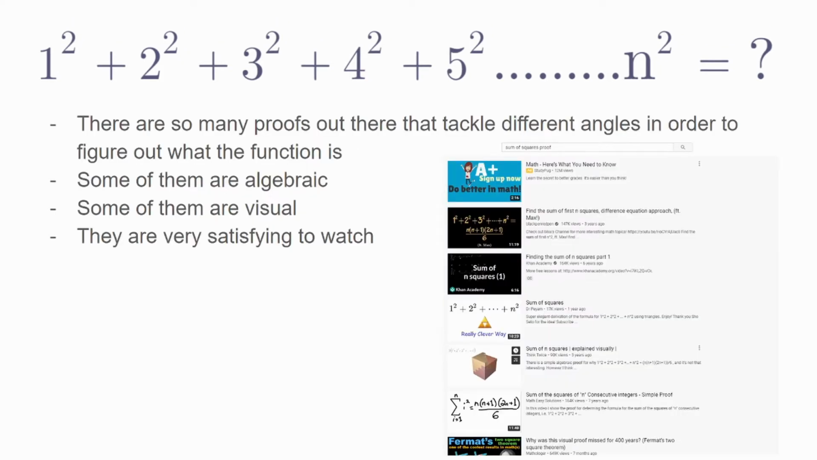There are a plethora of different proofs posted online. Some of them are algebraic, some of them are visual proofs. They're all very original and creative, but this video will be using calculus and linear algebra for the proof.